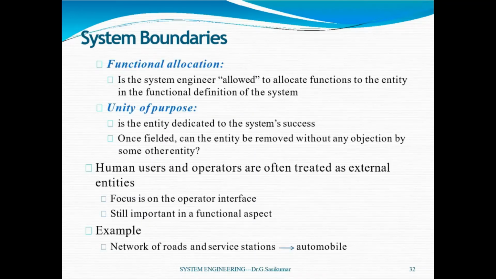And some of the other system boundaries: functional allocation. How the resources are being allocated. A system engineer is allowed to allocate the function to the entity in the functional definition of the system. He has the potential, the authority to allow functions to process.